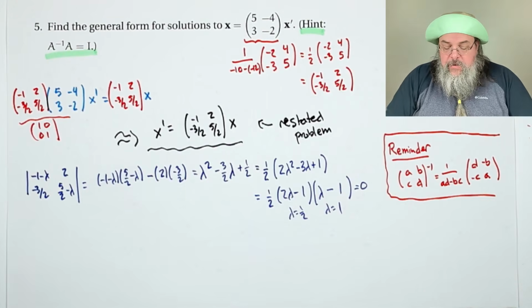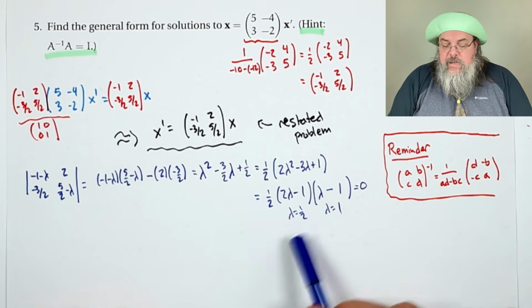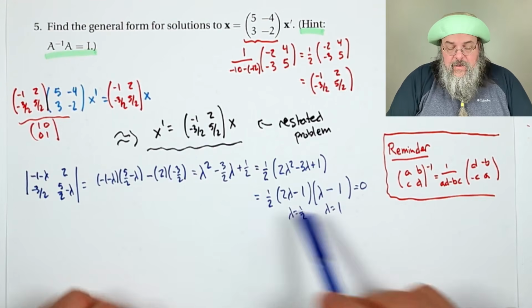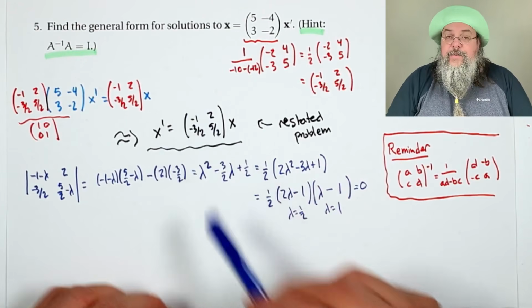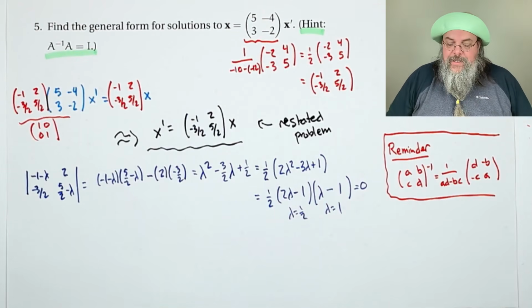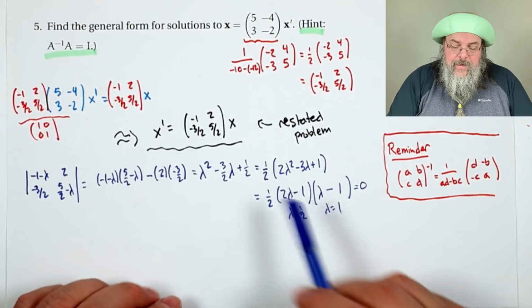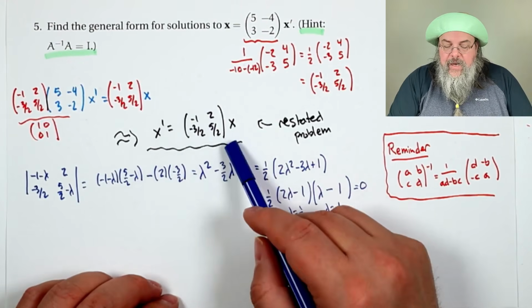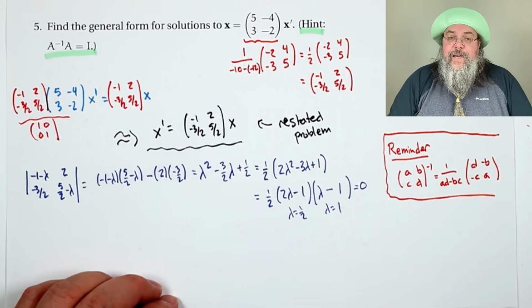All right, well, we can do some quick checks. If we add these together, we get 3 halves. If we add the entries on the diagonal, we get 3 halves. Good. If you multiply these, you get a half. If you multiply these, we get minus 5 halves plus 6, which is a half.